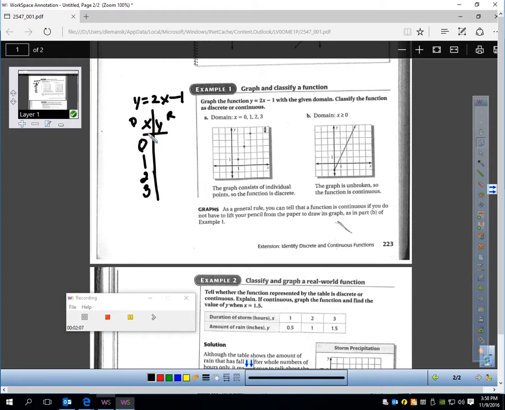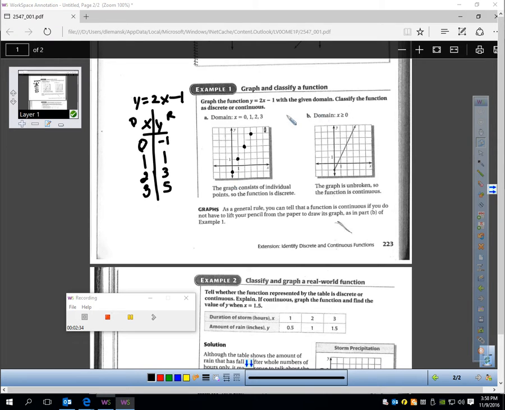When I input 0, 2 times 0 minus 1 is negative 1. When I input 1, 2 times 1 is 2, minus 1 is 1. If I input 2, 2 times 2 is 4, minus 1, that's 3. And 2 times 3 is 6, minus 1 is 5. There would be my points, and I'm plotting them here. I'll just write them on here, (0, -1). I'll just darken them in, (1, 1). And I had (2, 3), and (3, 5). Do you see how this would be an example of a discrete function because it's individual points plotted?